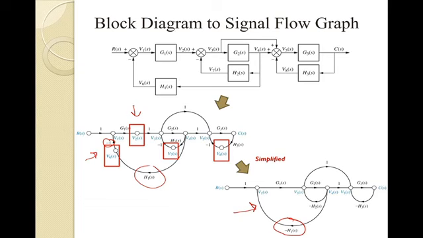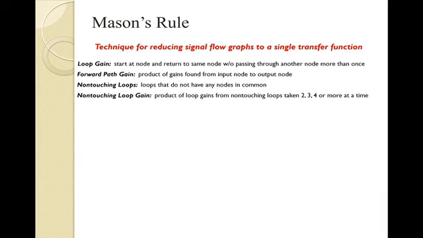They're both, again, equivalent. Next, I'd like to get into Mason's rule. We'll read through some of the definitions assigned here, and then we'll dig in a little bit deeper. So Mason's rule is going to be a technique for reducing the signal flow graphs down to a single transfer function. So if you think of the previous slide, we could take that signal flow graph, whether the more full representation or the simplified one, and equate that into an actual transfer function.